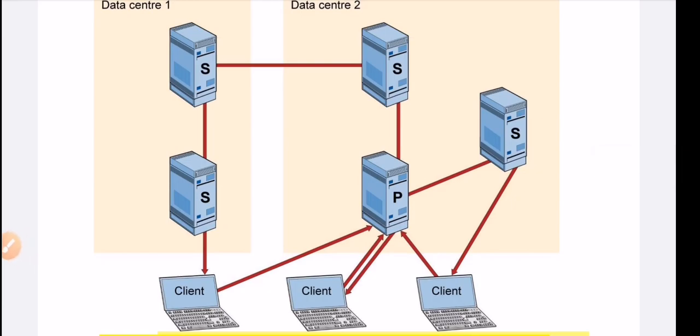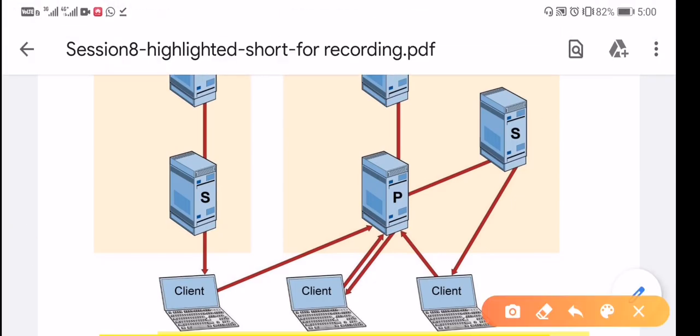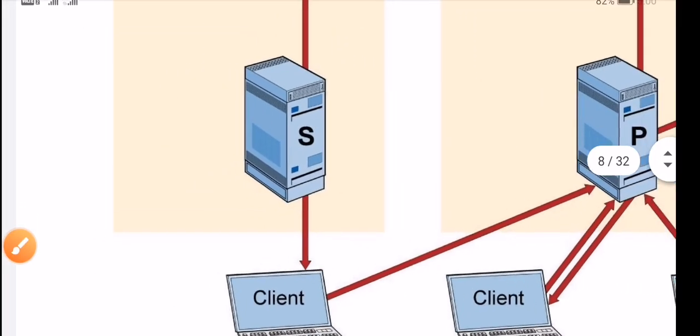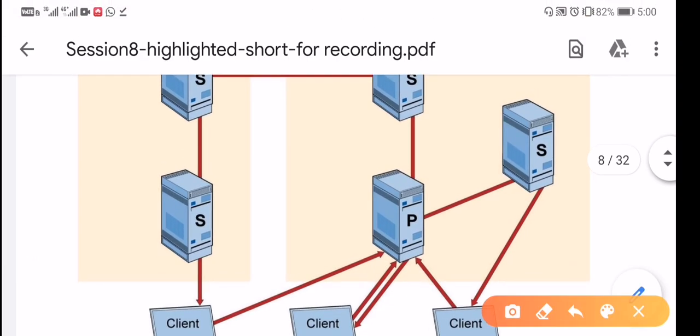The client sends a request to the master, and the master can connect with any of these slaves to send the request to one of them, and then the slave will complete the action and send back the result, the updates maybe, or the writes to the primary, which sends it back to the client. Also, one slave can propagate, sorry, I can see here.